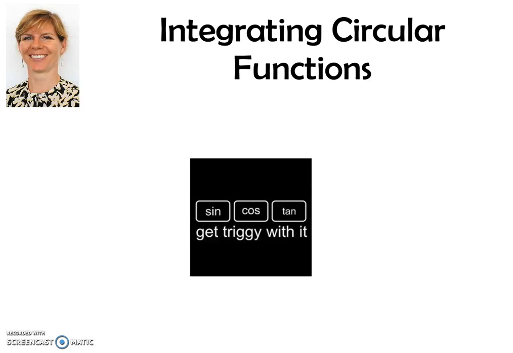We're now going to look at integrating circular functions. For this course, we only deal with sine and cosine. We don't look at tan or secant, and it really is just a reversal of the differentiation process that we considered a few videos ago. So it's reasonably straightforward.